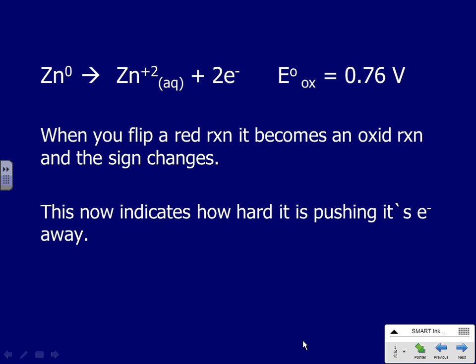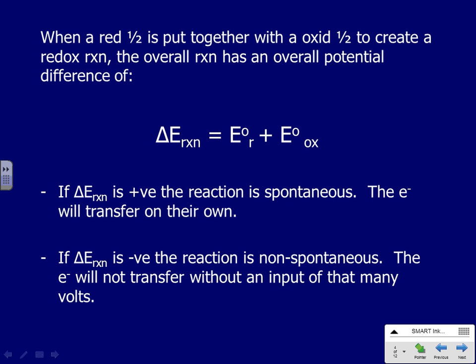Okay? Now, how do we then determine whether an oxidation reduction reaction is spontaneous or not? We have to put a reduction potential with an oxidation potential, because we have to have an oxidation half and a reduction half. When you put your two half reactions together, you get an overall delta E for the overall reaction. And that's the important part. It's the difference in potential. It doesn't matter where you are on the rung of the ladder. It's how far apart you are on the ladder that counts.